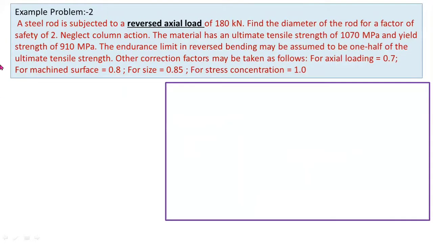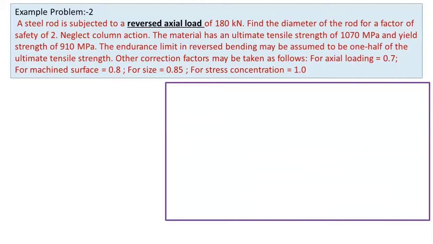Other correction factors may be taken as follows: axial load factor equal to 0.7, machining surface factor equal to 0.8, size factor equal to 0.85, stress concentration factor equal to 1. So this is the given question. From the given question, first you have to identify the given data.